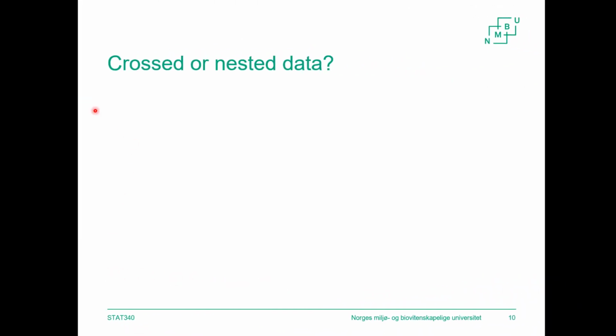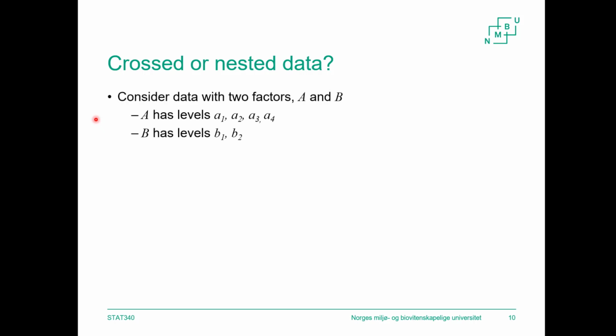Let's move to the last topic of today, crossed or nested data. And this is something we should say a few words about now, as we are dealing with mixed models, because nested data is something that often appears together with data sets requiring random effects. So what is the difference between crossed and nested data? Consider now data with two factors A and B. A has these 4 levels, B has 2 levels like this.